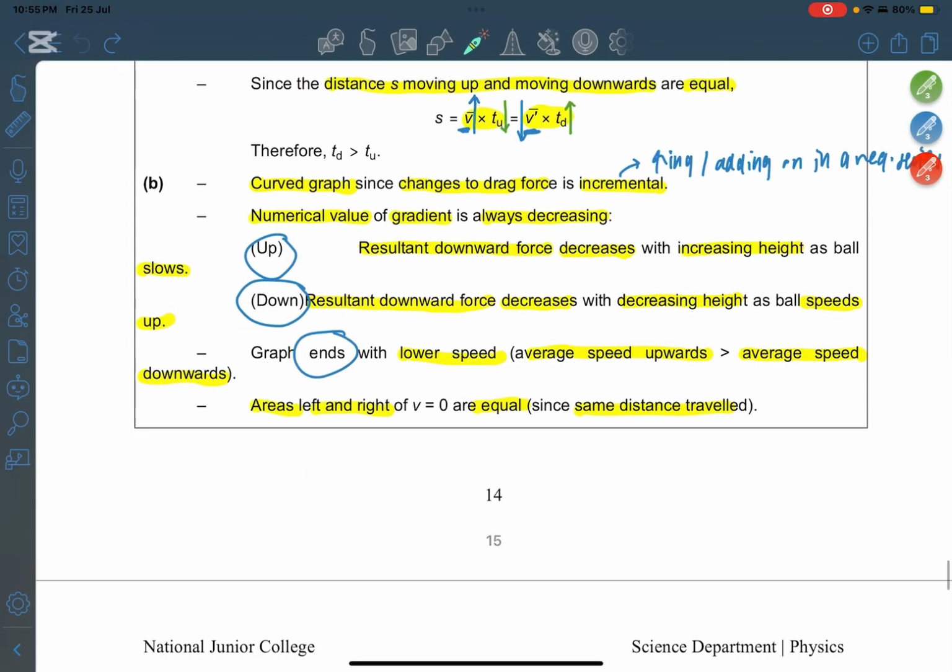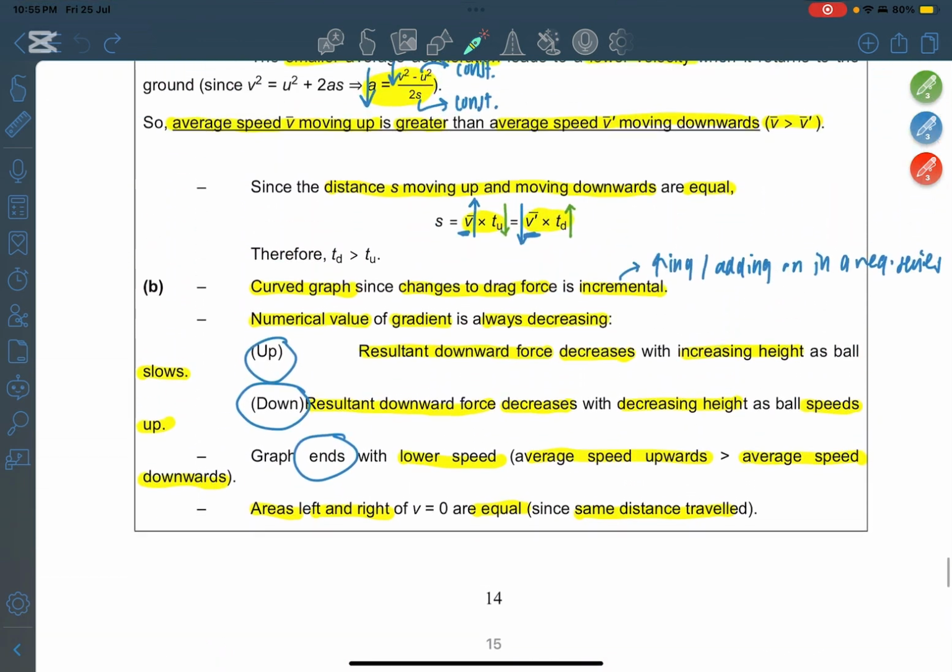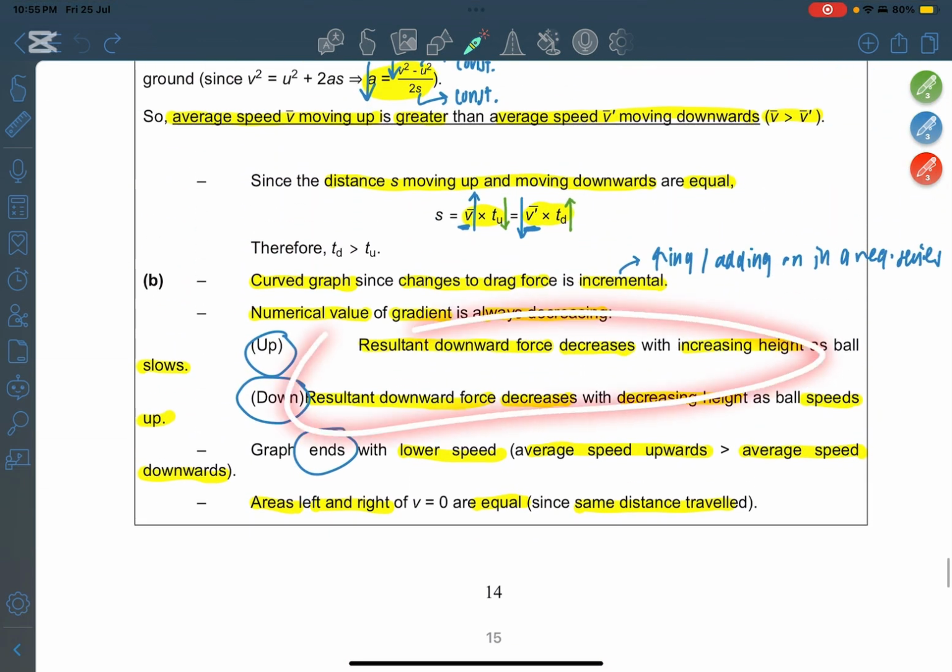Okay, I need some time to digest this. Me too, honestly. Okay, so let's skip this part first, later on.